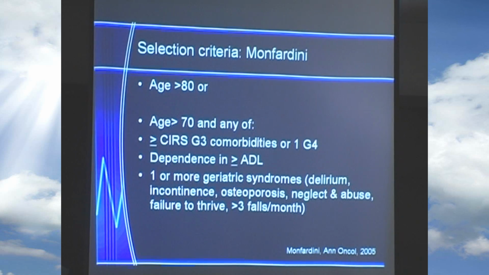And they said, okay, we'll consider frail somebody above 80 or somebody above 70 with a CIRS-G grade 3 comorbidity. There is a 3 that was left out. So it's more or less either 3 comorbidities grade 3 or 1 comorbidity grade 4. Dependence in ADL and 1 or more geriatric syndromes. And they did a study in that patient population. I'll give you the results of the studies later during the talk.